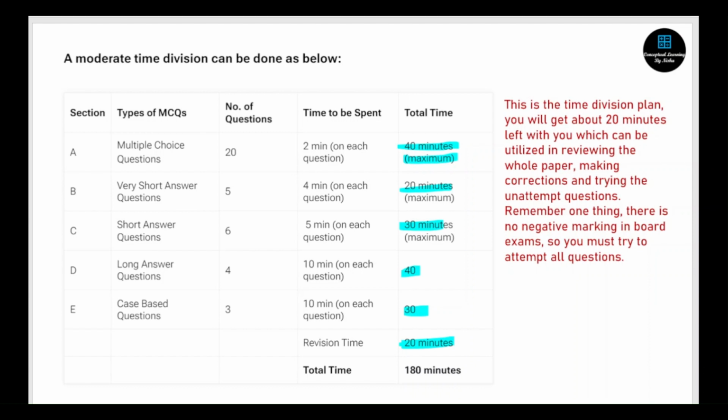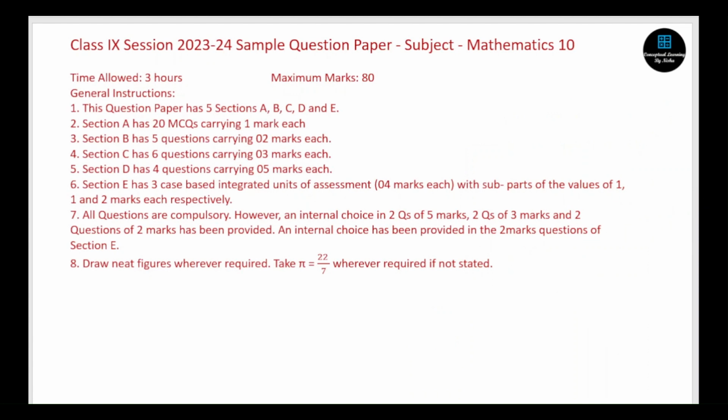All right, now let's start solving our paper. So some general instructions look like this. I have already covered this. There are MCQs and 5 sections and everything. Now see, each question is compulsory, but some questions have an optional question inside them, so you'll understand. Pi value you have to take as 22/7 if not given. All right, so we'll start with section A.